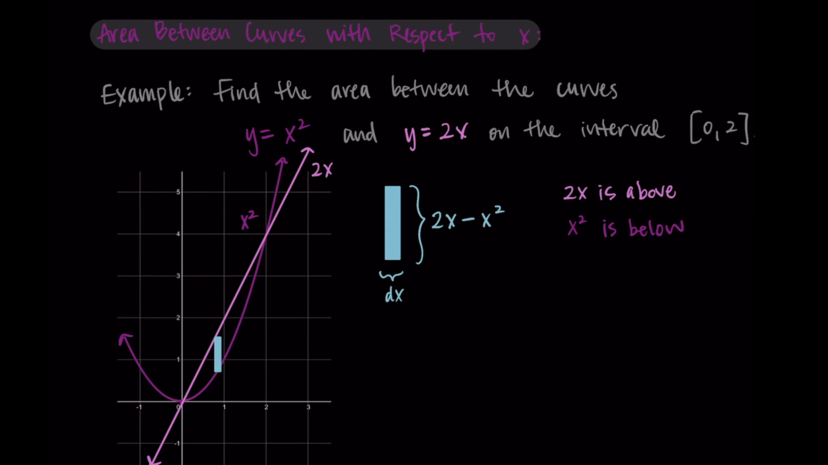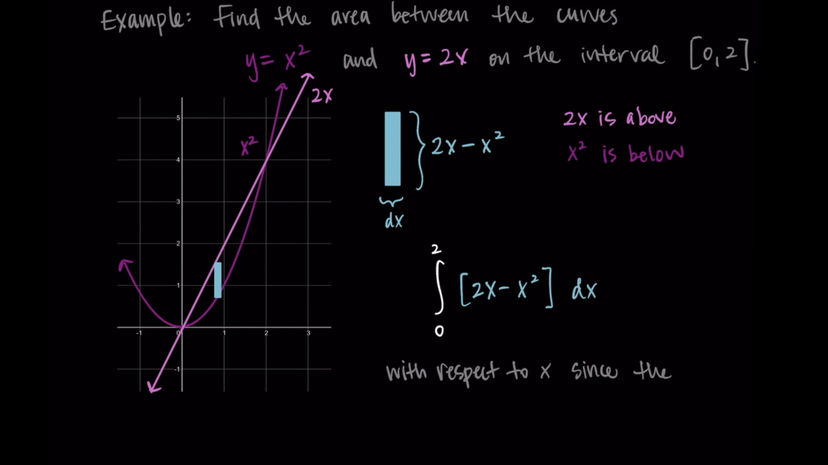So okay, we have our rectangles, and now we just need to set up our integral. We're integrating on the x from 0 to 2, and then for the areas of our rectangles, we take that height, 2x minus x squared, and we multiply by dx. As a reminder, this is an integral with respect to x, since the widths of our rectangles are dx, and the bounds are also x values. So we were given x values from 0 to 2 as our interval to work on.